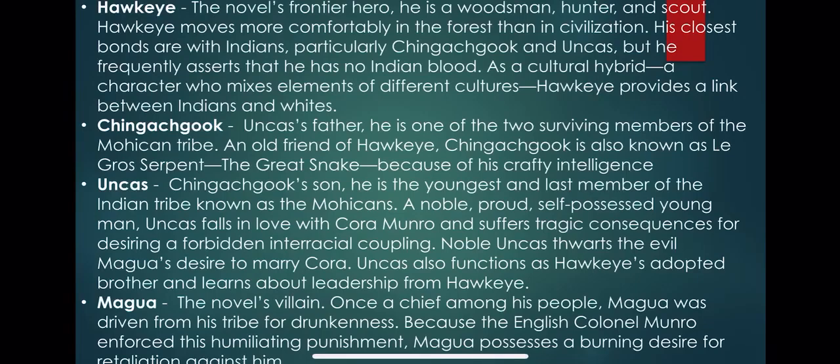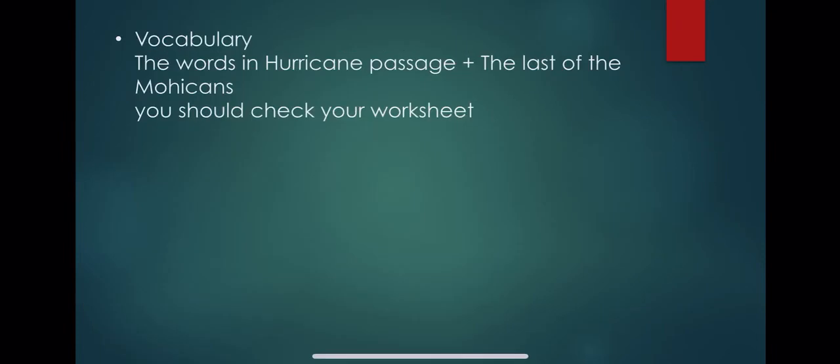So these are the headlines, the things you should know and understand, because I put for you the most important ideas in the novel. Now, the vocabulary included in your final exam: the words in the Hurricane passage, plus the words in the Last of the Mohicans passage. A worksheet has been sent to you recently. You should check this worksheet because it has the most important words included in your final exam.